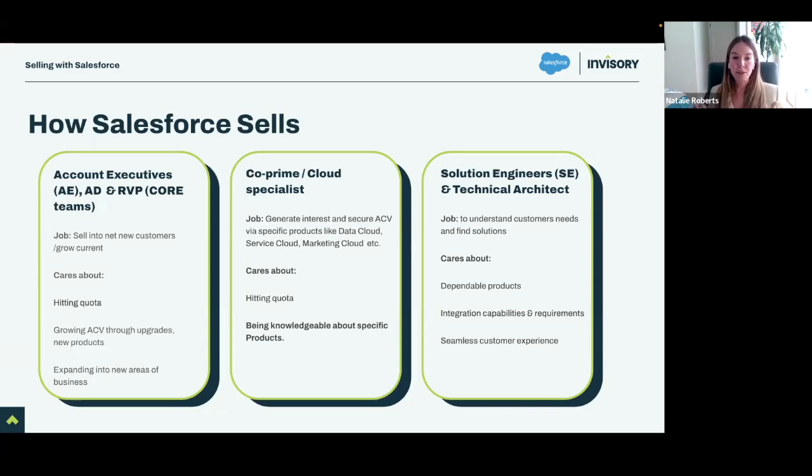And then lastly, we have our solutions engineers and technical architects. And they are the technical resource that aligns to the account team. And their job is to be able to position our solutions in order to meet your customers' needs and use case. So oftentimes partners will have the most success in working with the SEs because the SEs are the ones that are recommending partner solutions either during the technical discovery process or within the demos.